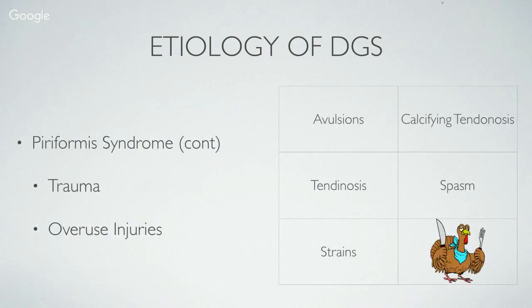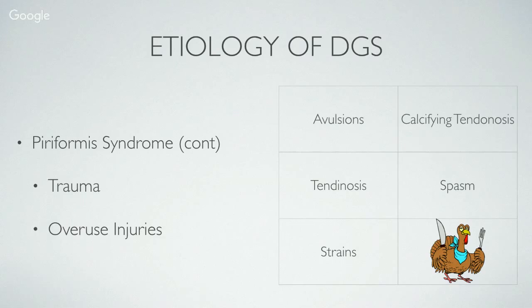So a couple more secondary causes of piriformis syndrome are trauma and overuse injuries. With overuse injuries, you can see avulsions, tendinosis, strains, calcifying tendinosis, and spasm. It should be noted that the piriformis spasm itself is a diagnosis of exclusion. You want to look and see if they have that dynamic entrapment of the sciatic nerve first. Although each case, usually you trial conservative therapies and then progress through the minimally invasive therapies and, if necessary, surgery.